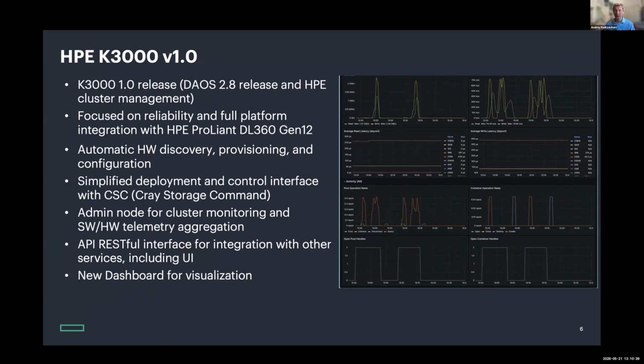In the K3000 storage setup, this package is running independently. So it's only managing the storage infrastructure, and it's responsible for the provisioning and all the telemetry and the configuration. Our primary objective of the system is to be reliable and to be easy to use.